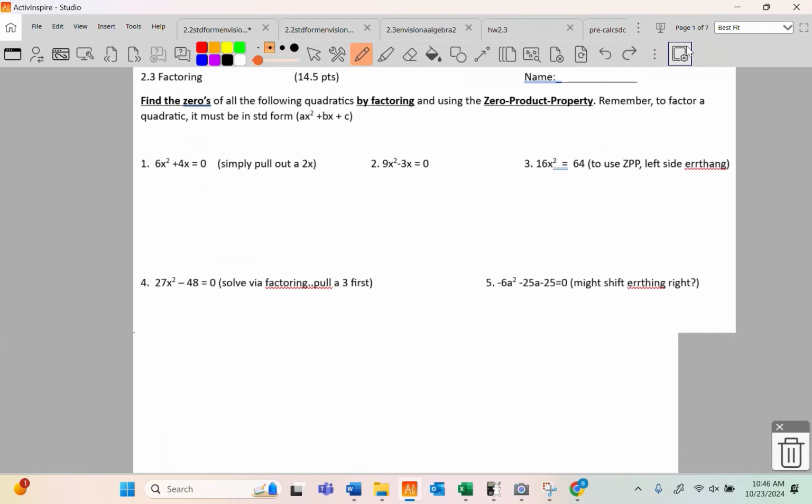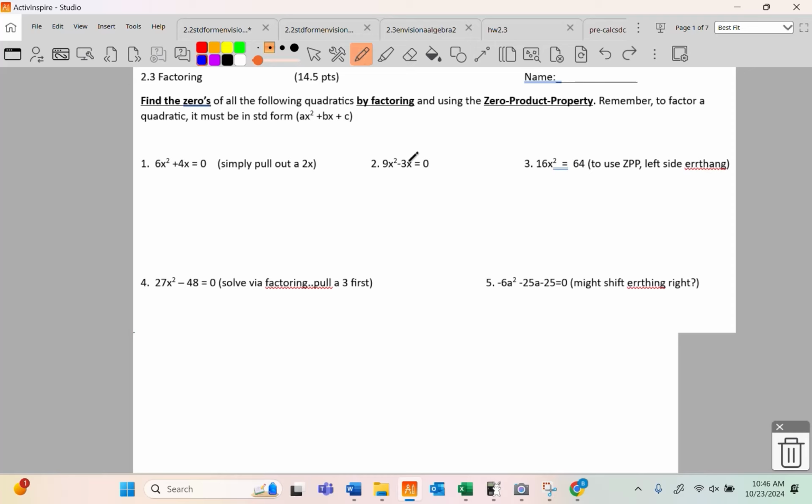All right, this is 2-3, which is a factoring section. You're supposed to establish a relationship between factors and x-intercepts and zeros and roots and all those wonderful words. But the first couple are just factoring. I'm going to do number 2.